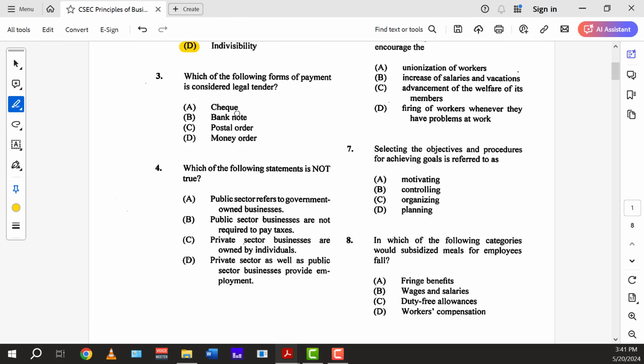Number 3, which of the following forms of payment is considered legal tender? Legal tender. And so we have check, banknote, postal order, and money order. And so the best answer here is B, the banknote. That's the notes and coins that are issued by the central bank.